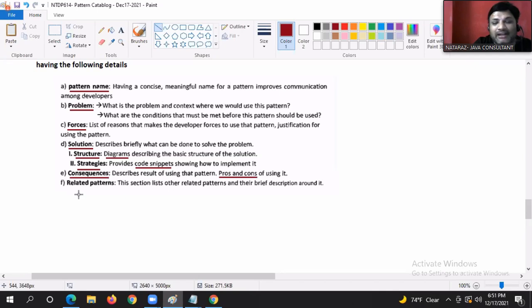Next, related patterns. Okay, you don't like this pattern. Is there any nearby pattern in your pattern catalog or in any other pattern catalog? List them out. This section lists other related patterns and their brief description. That means when you document a candidate pattern, all the details should be documented. After doing the documentation, you can say yours is a design pattern. Understanding my statement, guys? Okay.